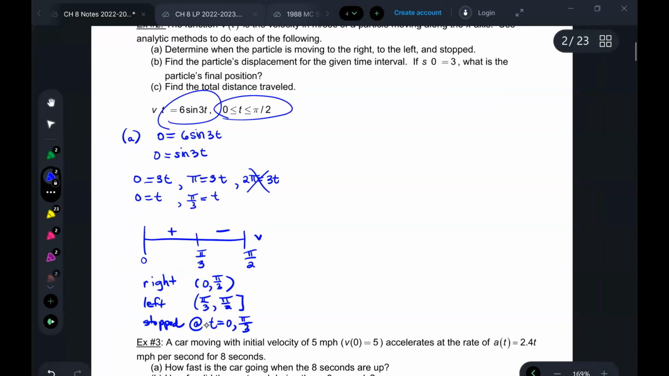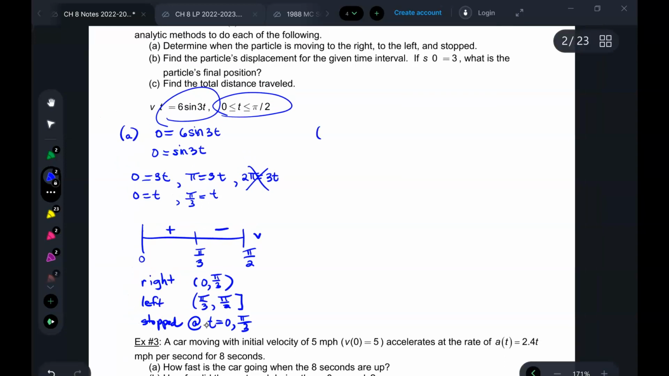Okay. All right, let's save some time here. Let's do the displacement with the calculator. If you want to do it by hand, we can. You'd have to do a U substitution, right? So let's see here. So displacement. What are the limits of integration? 0 to pi over 2. And we want 6 sine 3t.